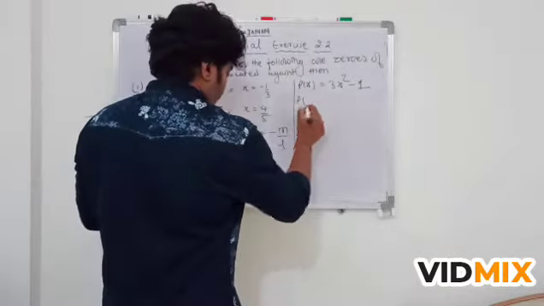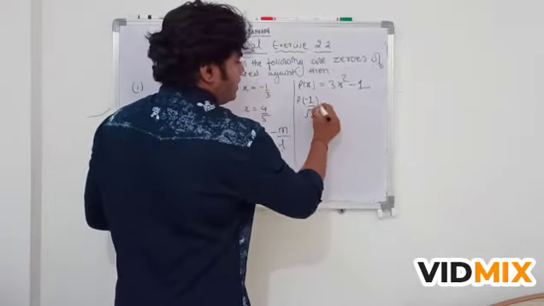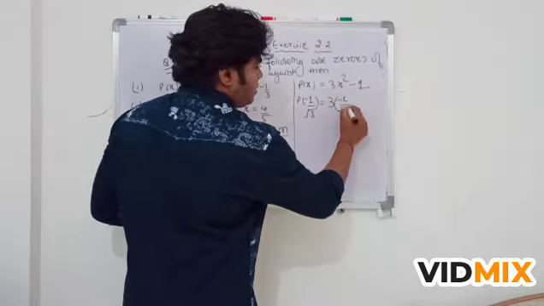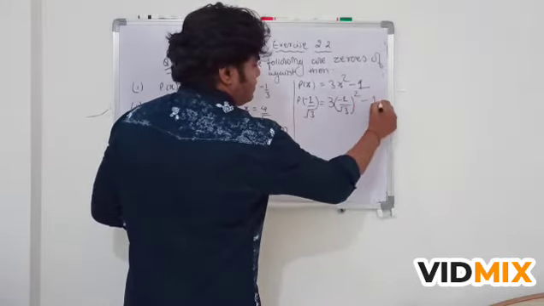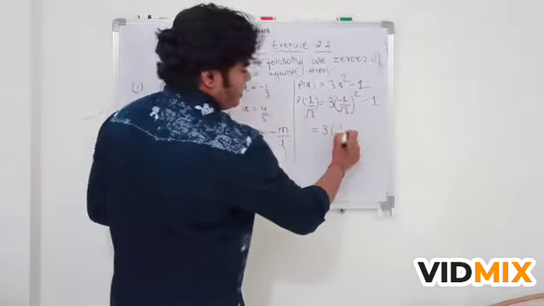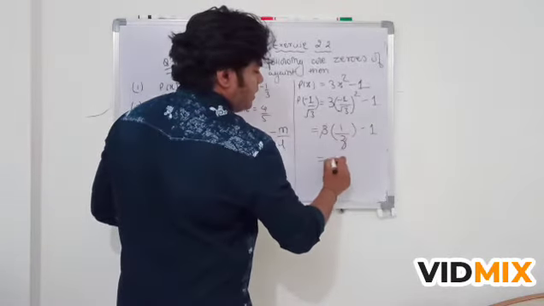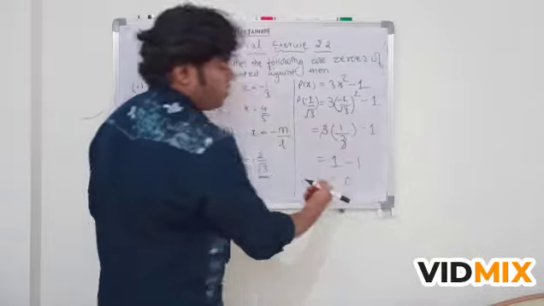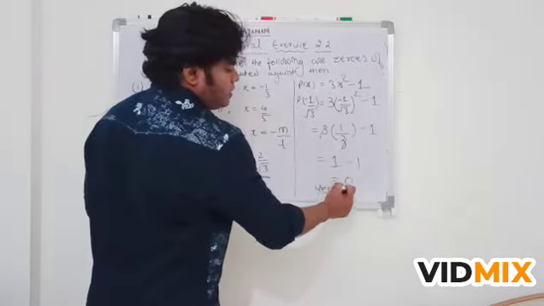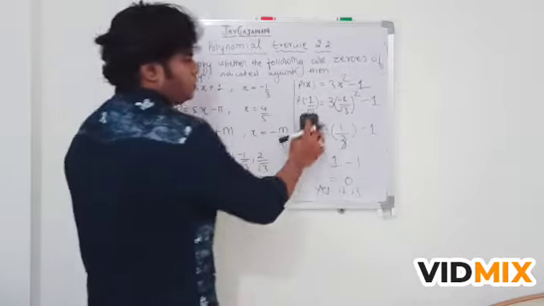So p of the first one, minus 1 upon root 3, is equal to 3 times minus 1 upon root 3 whole square, minus 1. This will give you 3 times, minus 1 square is 1, root 3 square is 3, minus 1. So 3 gets cancelled, 1 minus 1 is equal to 0. Hence this is also a 0 of a polynomial. So yes, it is 0 of polynomial. This was for this. Now we'll take the other.